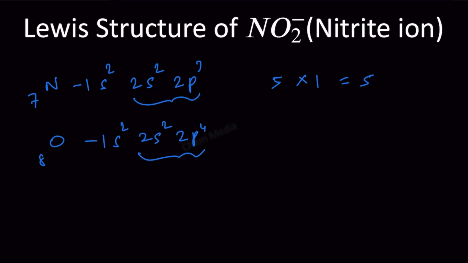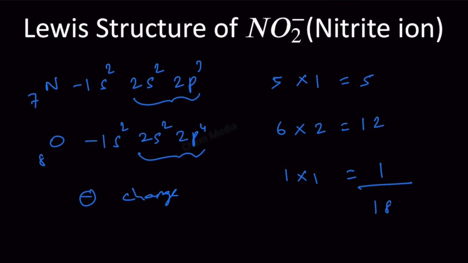We have 6 valence electrons in oxygen, but we have 2 oxygen atoms, therefore 6 times 2, and that is equal to 12. The negative charge should be counted as 1 electron, and therefore in total we have 18 valence electrons in NO2 minus. Let's write the Lewis structure now.